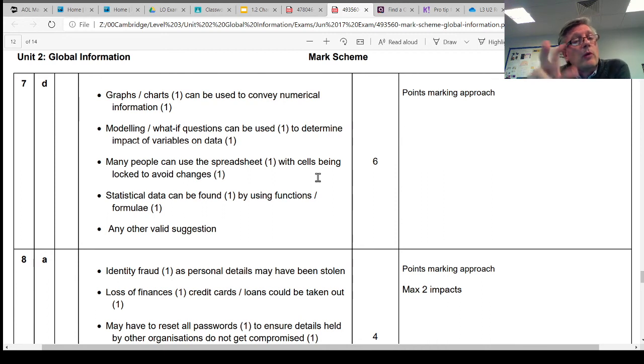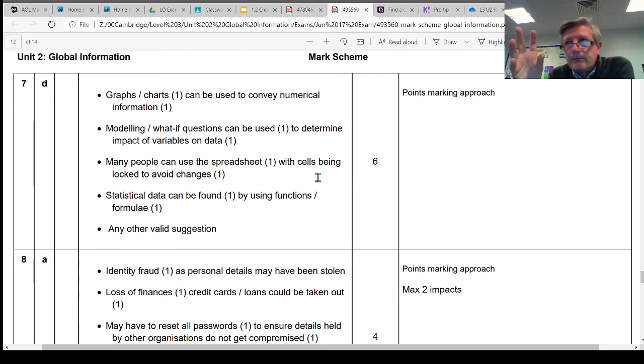There's also the idea that more than one person can use the spreadsheet, because you can lock individual cells, you can lock worksheets, you can password protect spreadsheets so people can look at it. In this day and age, you can put them on OneDrive and on Google Drive, and you can work collaboratively on those as well.